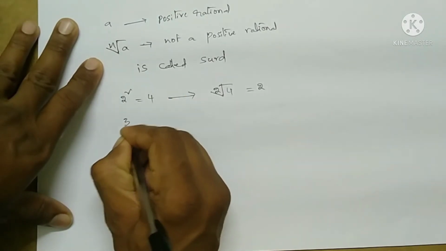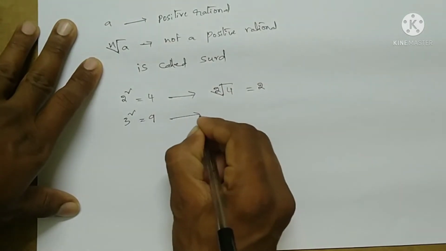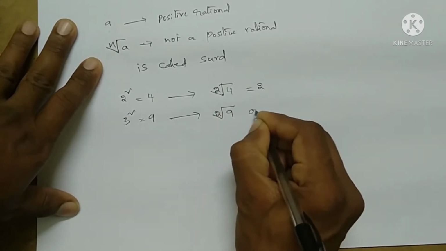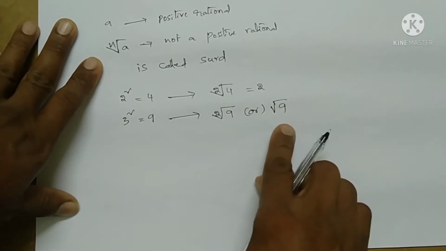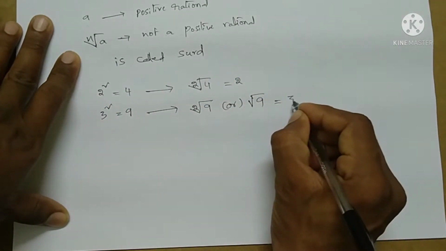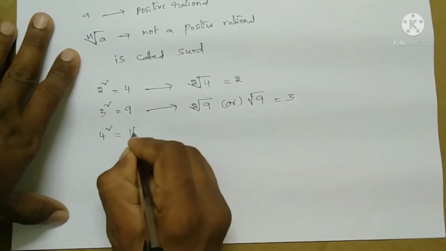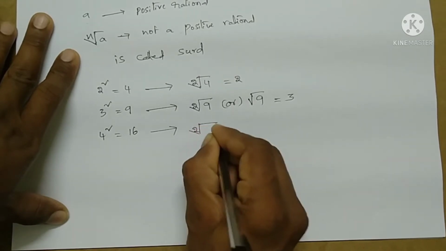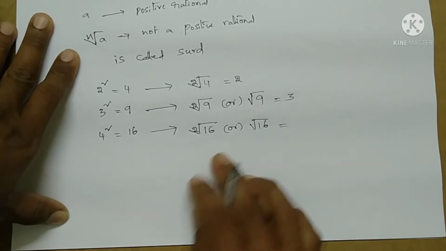Next one, 3 square is equal to 9. So second root of 9, or square root of 9, both are same. Result is, what is the result? 3, right? Next, 4 square is equal to 16. So square root of or second root of 16. Result is equal to 4, right?